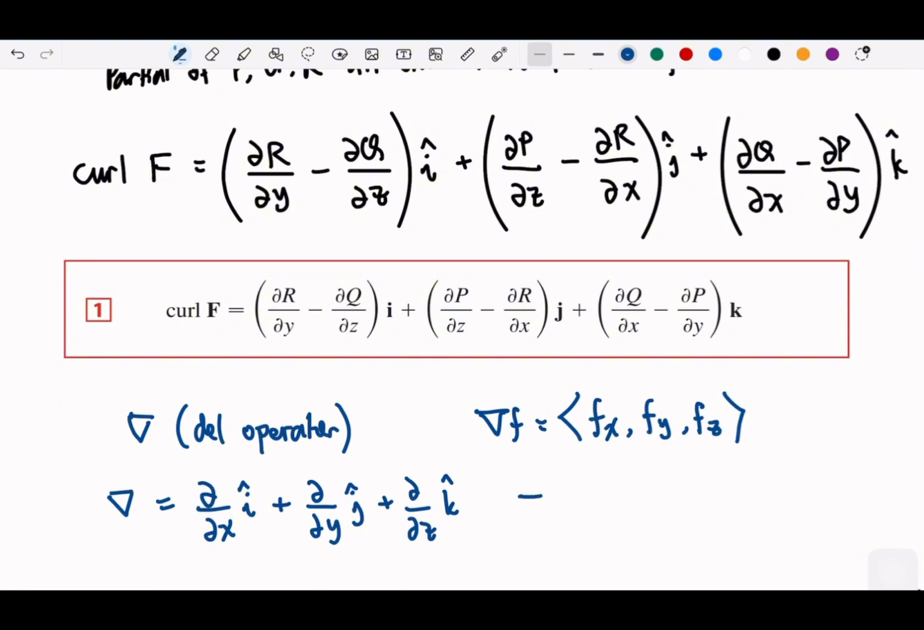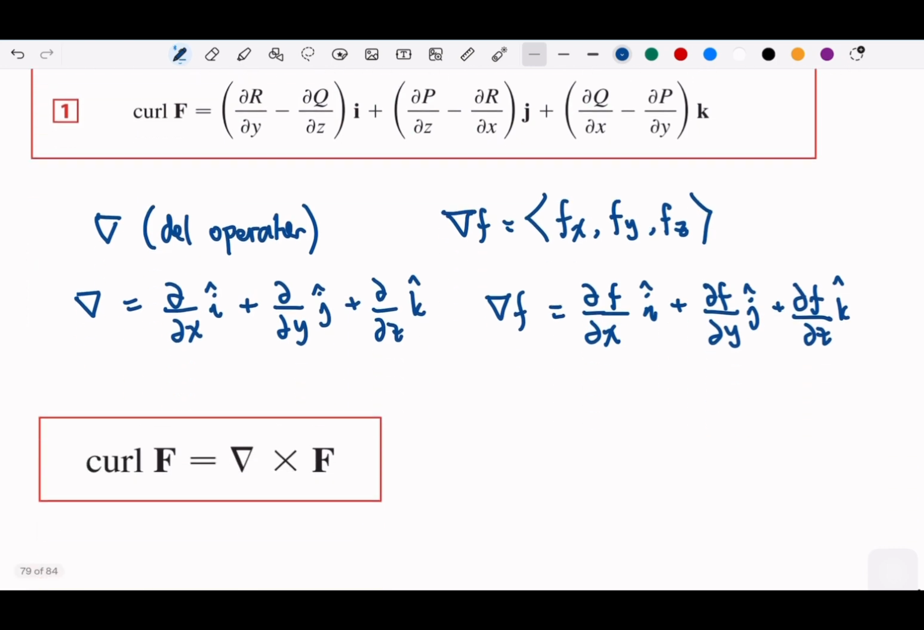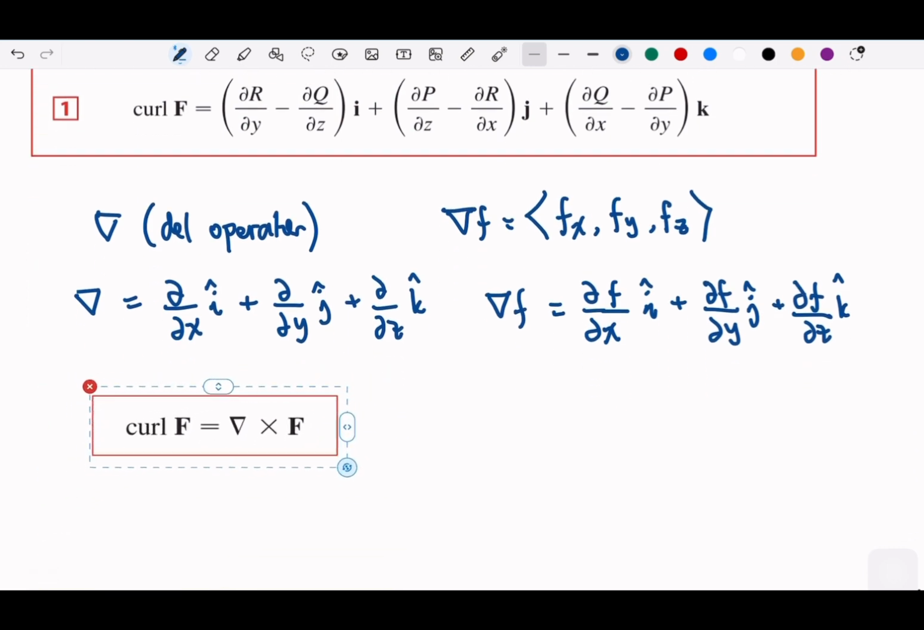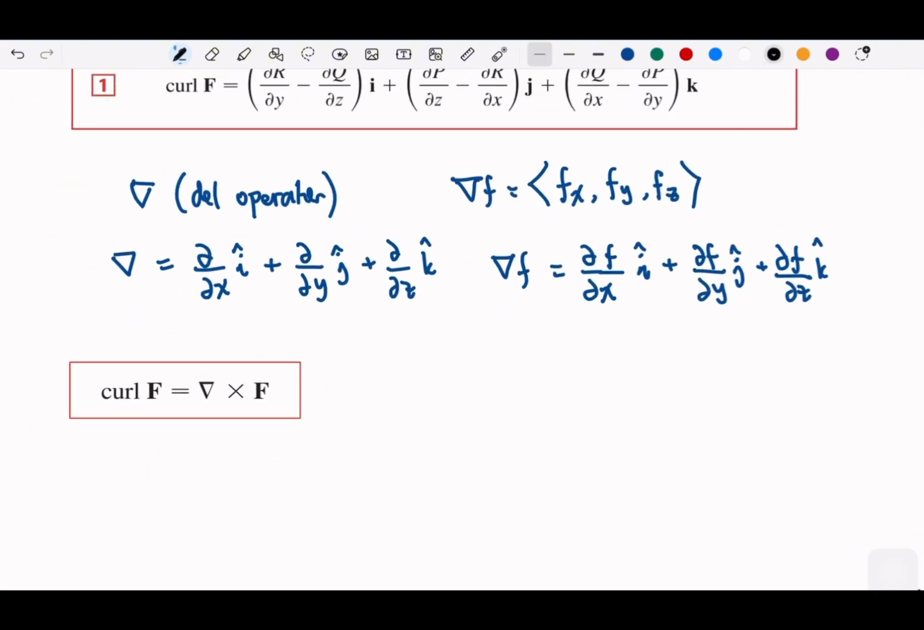So when we operate on some F, this will be dou X of F, or dou F dou X in the X-axis, and the same thing here, and also for Z. And the way we define the curl is by taking the cross product of the del and the vector field. I hope you still remember how to do the cross product.